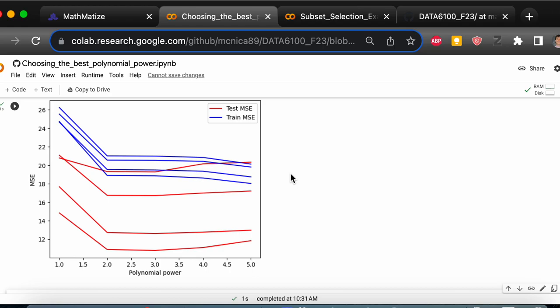Okay, so based on this, if this was my project, I would probably pick power 2 or power 3 and run that. If everything else is equal, it's better to pick the simpler model. So I would probably pick 2, just in case there's some weird stuff.